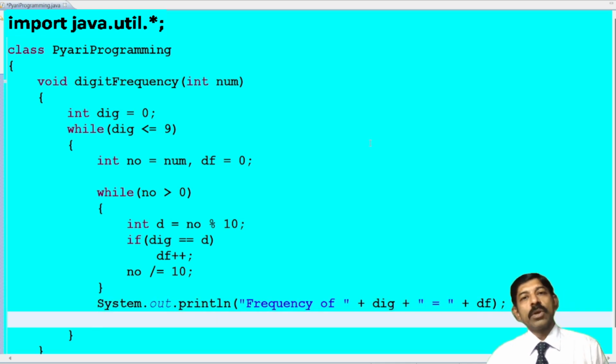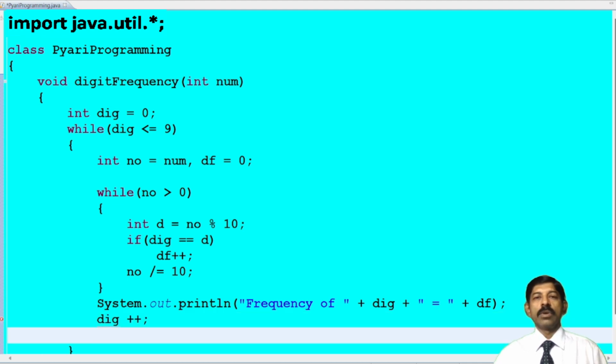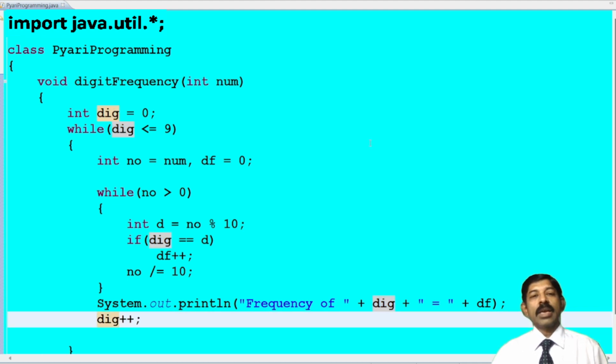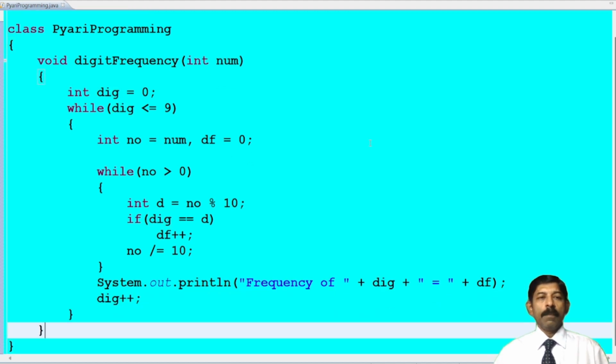After finding the frequency of 0, I have to increase it by 1. So I will say dig plus plus to increase the digit by 1. So that means next time it will become 1. Now this part is over. We'll move towards the main method.